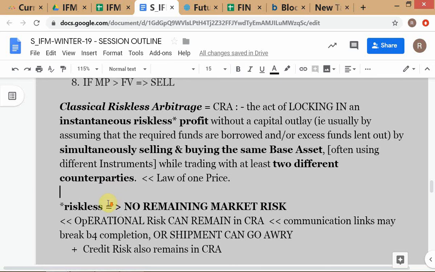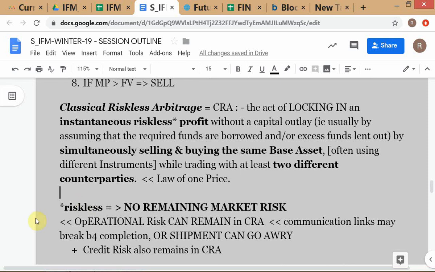Another thing to remember about CRA is that when we say riskless, this is why the taxonomy of risk becomes important again. We are only talking about the removal of market risk. It is riskless in the sense that it is free of market risk, but it is not free of credit risk. It is not necessarily free of operational risk also, because sometimes when you have both the guys on the phone, one phone line may suddenly go down. That would be an example of operational risk.